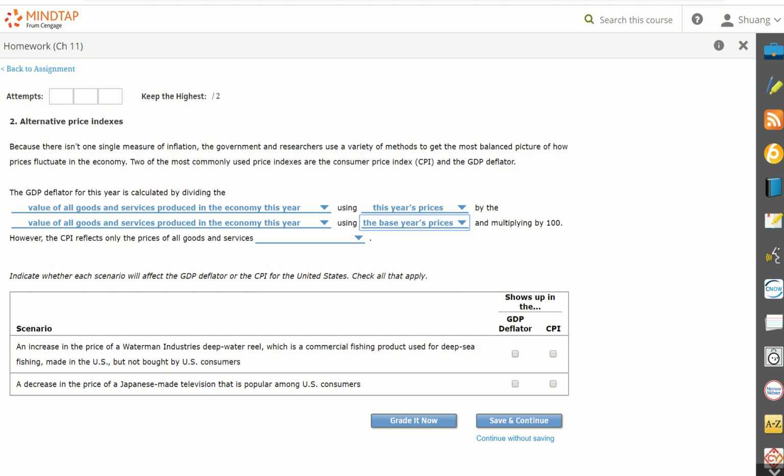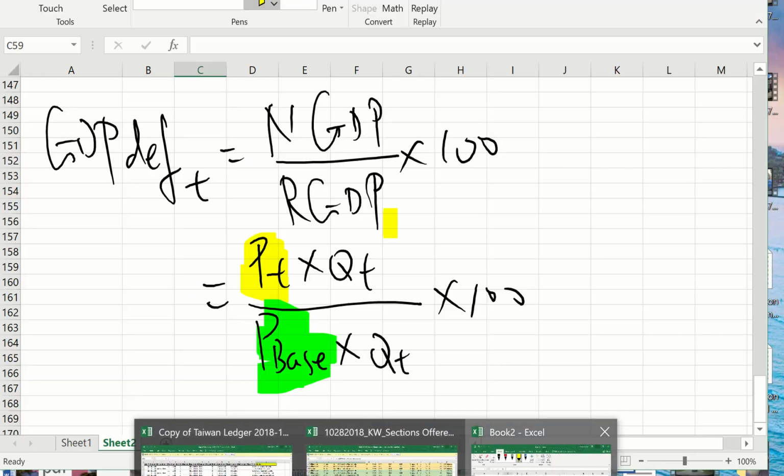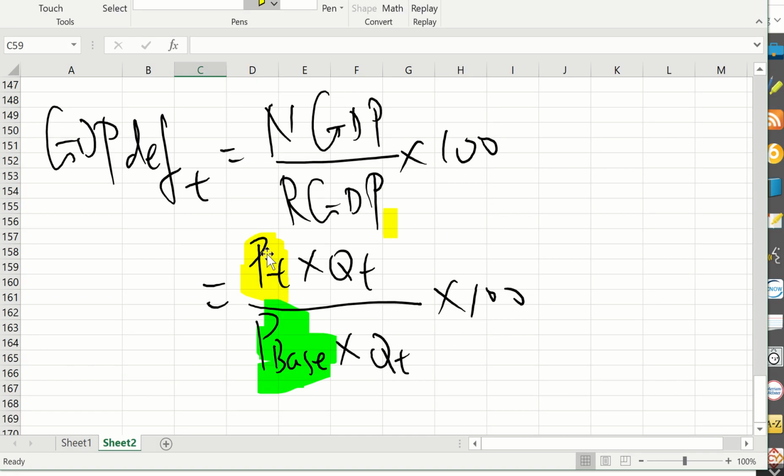Okay, remember what we have over here. So it's your price in your current time times the quantity of current time, and then divided by the price of base year times quantity of current time. So key is a base year price.